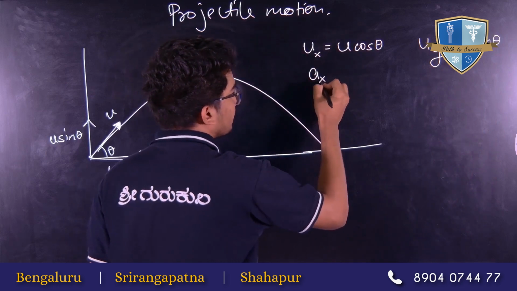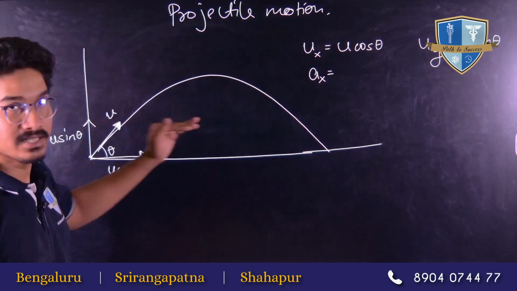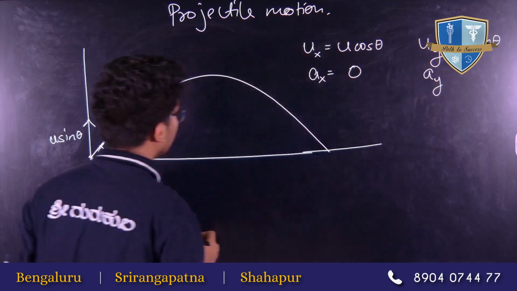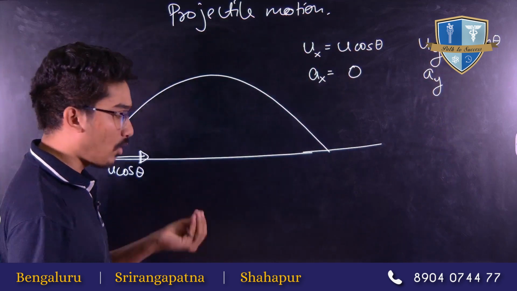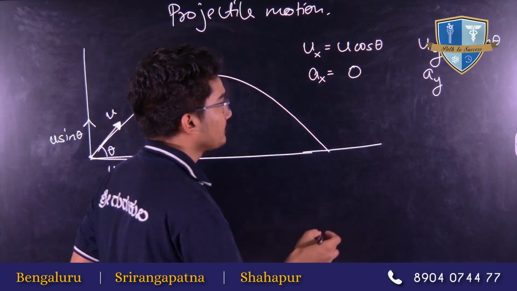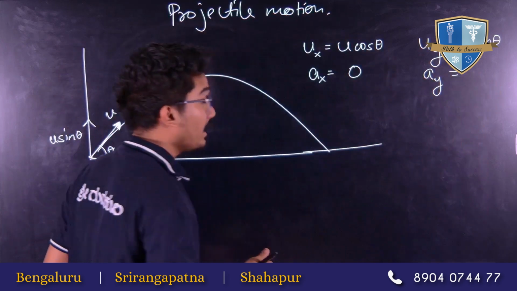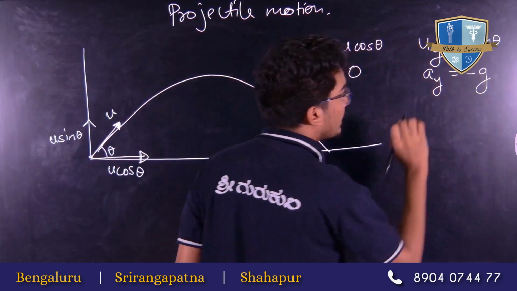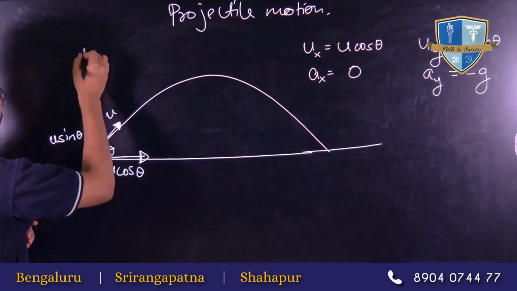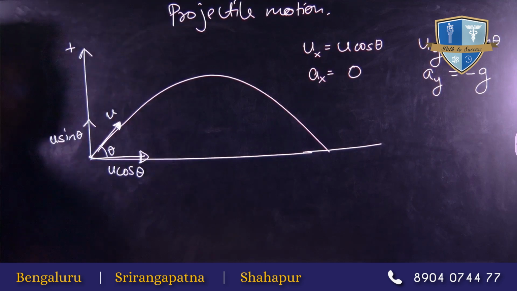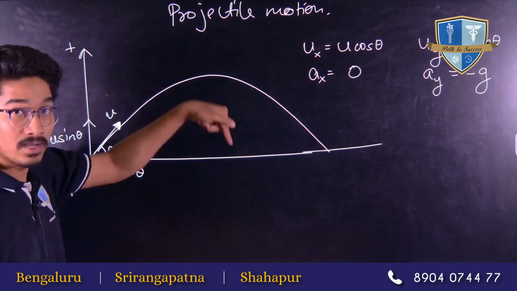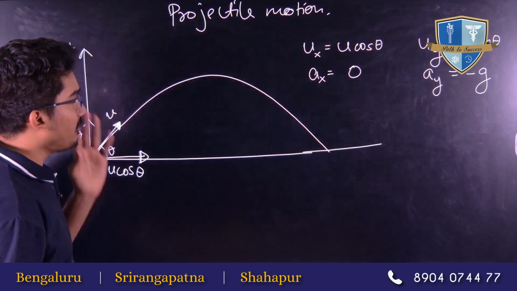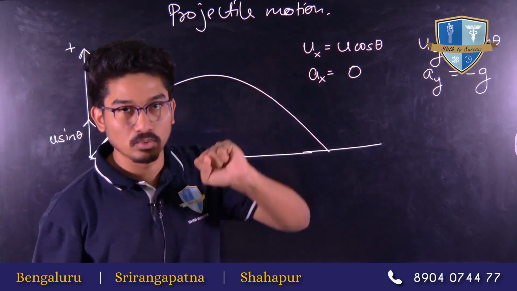Acceleration in x direction: see, this is the earth. There is no acceleration in x direction, so acceleration in x direction is 0. Acceleration in y direction: the earth is always applying a constant gravitational acceleration, which is 9.8, also known as small g, and in the negative direction. So acceleration in y direction is negative g. Why negative g? Because we are considering this direction as the positive direction, and acceleration due to gravity acts in the opposite direction. That's why there is a negative sign. Now everything we have, we can apply all those 3 formulas of motion in a straight line.